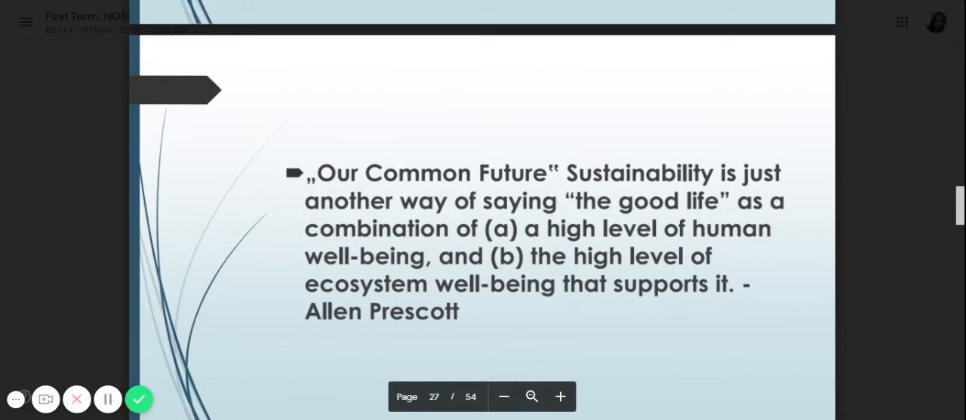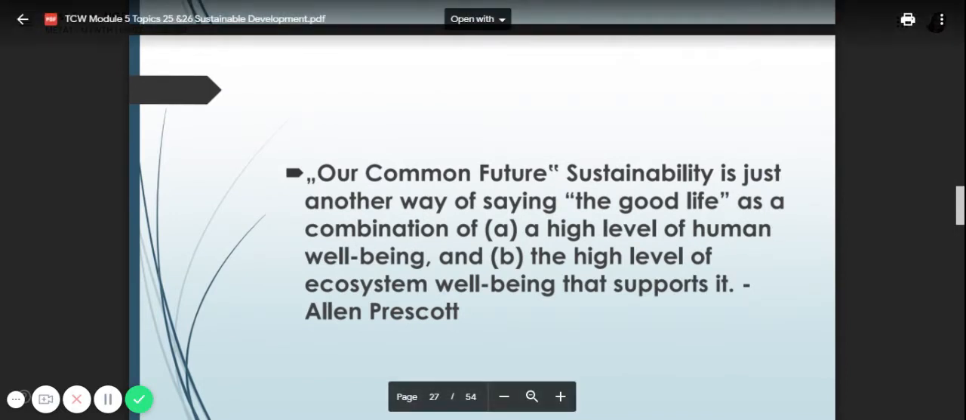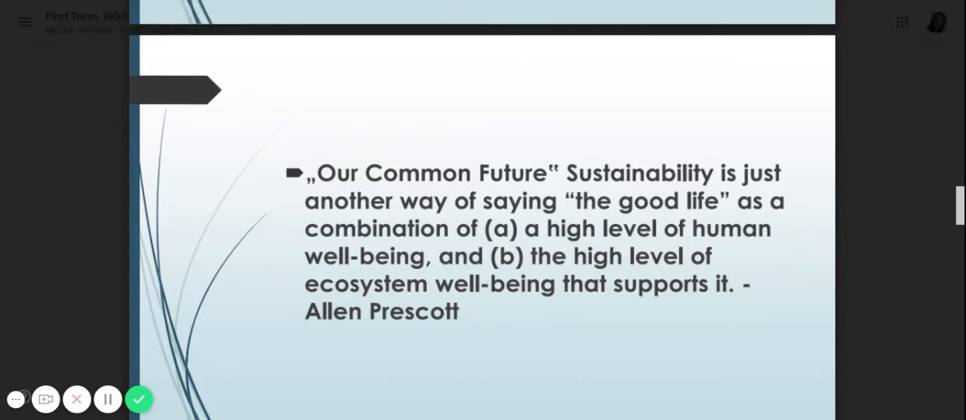And also, sustainability is just another way of saying the good life as a combination of A, a high level of human well-being, and B, the high level of ecosystem well-being that supports it. That is according to Alan Prescott.